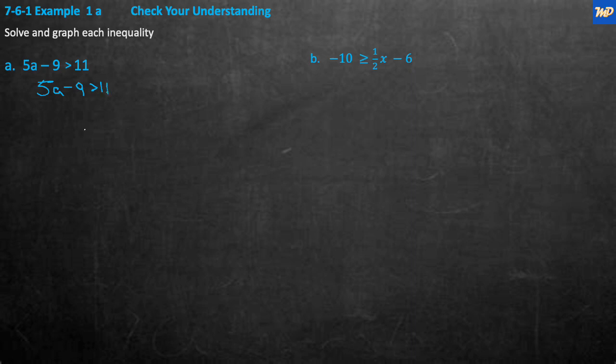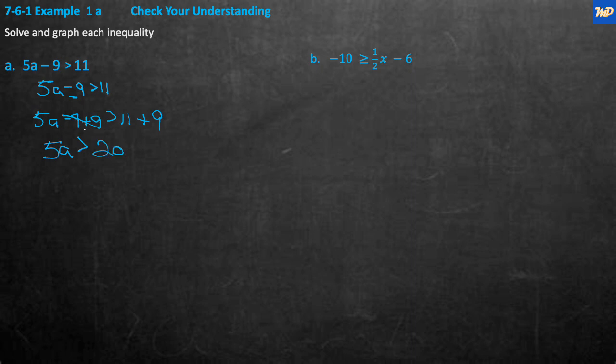So the first thing we have to do is undo the addition and move the constants to one side and leave the variables on the other side. So we're going to take the minus 9 right here, and we're going to move it to the side with the 11. So we're going to have 5a minus 9 plus 9 is greater than 11 plus 9. These two 9s disappear, and we're left with 5a is greater than 11 plus 9, which is 20.